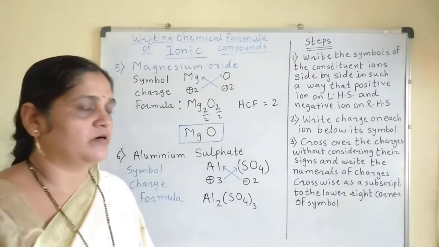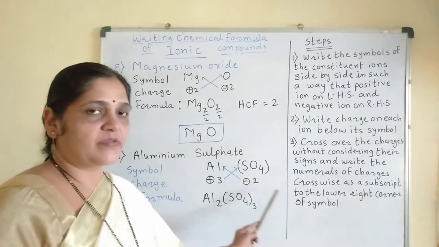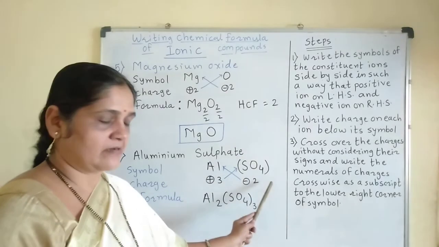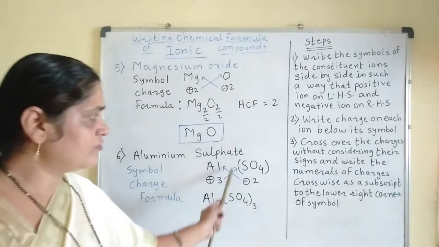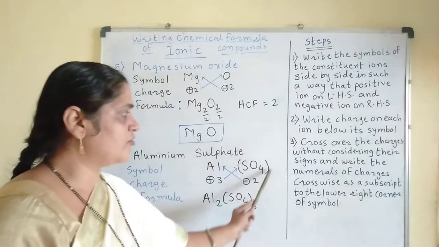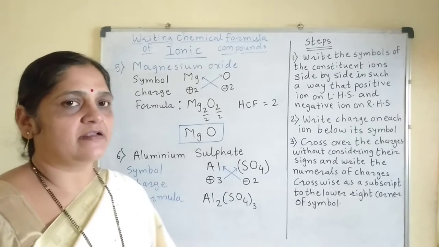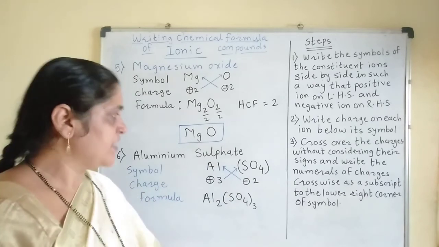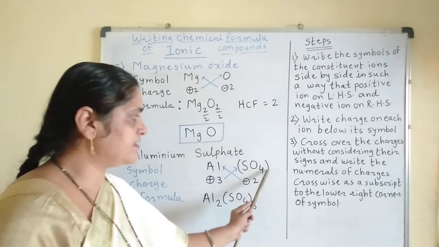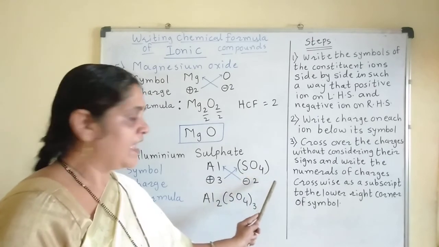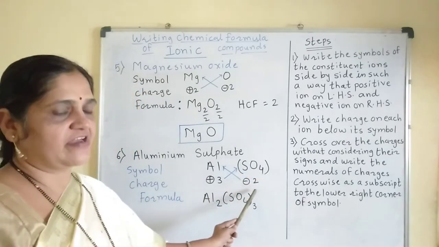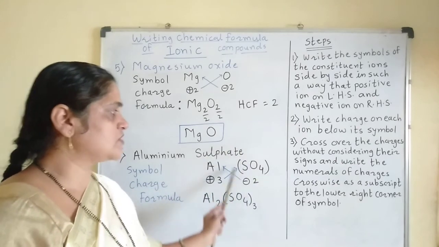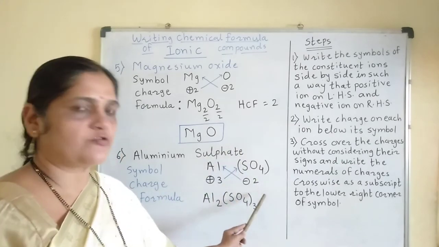And do remember, when you are writing a polyatomic ion, always place it in brackets, so that whatever whole charge there will be is carried by all the group of atoms present in the bracket. So I have written here the sulfate anion in brackets, SO4, and it carries 2 negative charges. So the whole charge on this sulfate anion is -2.